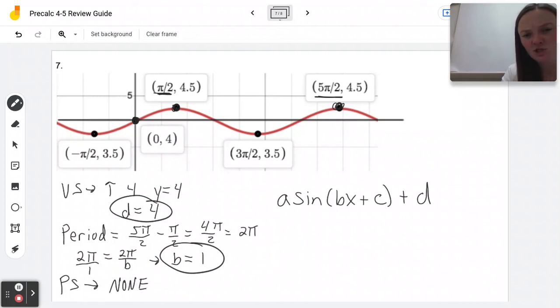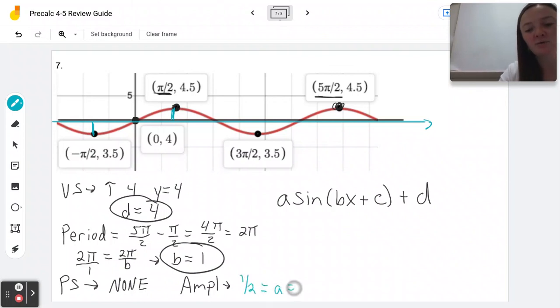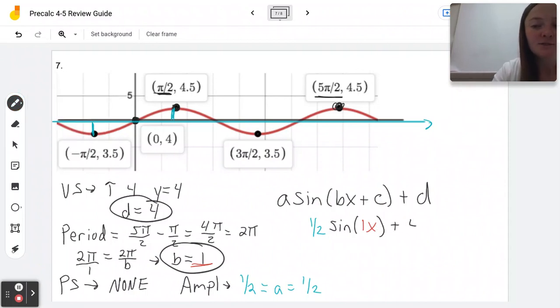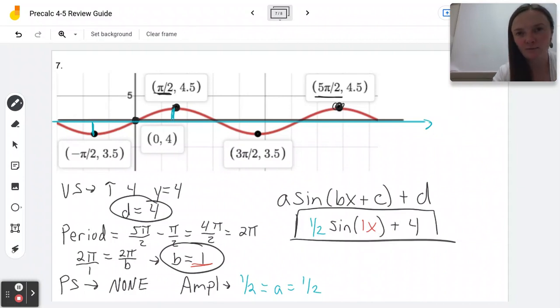And in addition to that, our amplitude, that's going to be the last thing we figure out. The amplitude is the distance from the midline. So if we drew our midline right here, it's going to be the distance from the midline to a max or min. So we can see that that distance there is 3.5 and 4.5, so it looks like our amplitude is a half. So let's plug this all in. If the amplitude is half, a equals 1/2, and so therefore our total equation will be 1/2 sine of bx, remember b was 1, so 1x, there is no c value, plus d, which is 4. And this would be an equation that you guys could come up with.